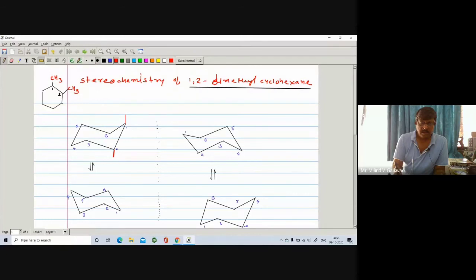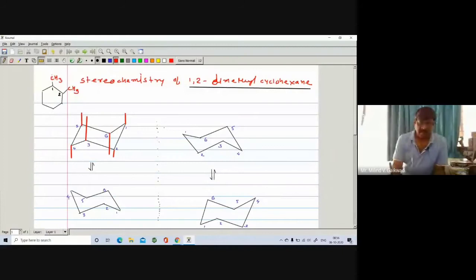Now this is your axial bond above the plane. This is your axial bond below the plane. This axial bond is above the plane. This axial bond is below the plane. So we have seen axial and equatorial bonds. Axial bonds we have written in red color.